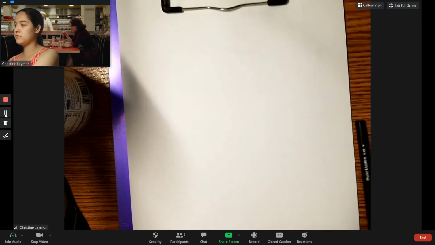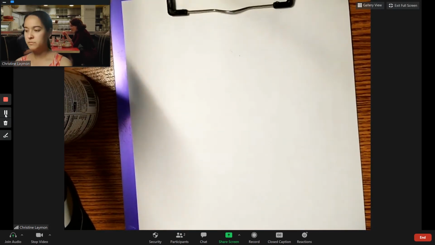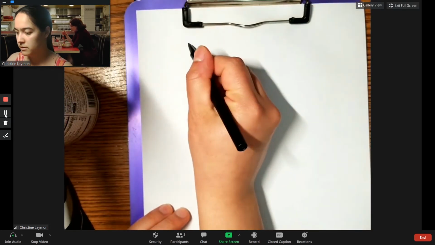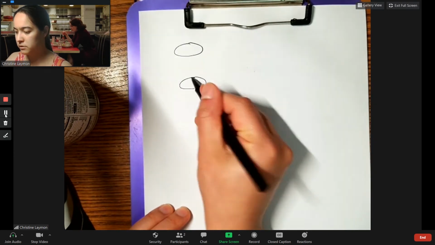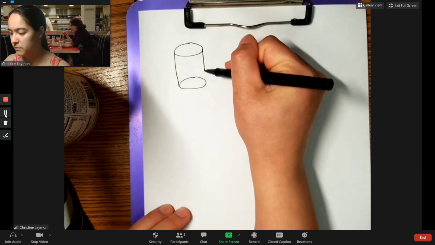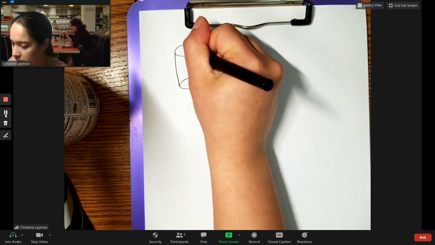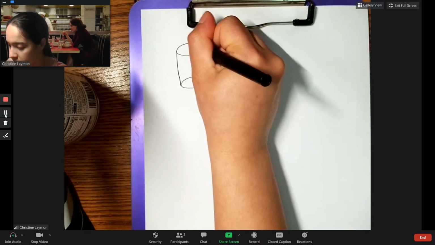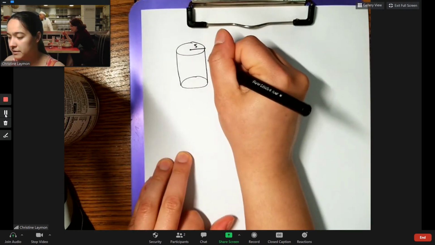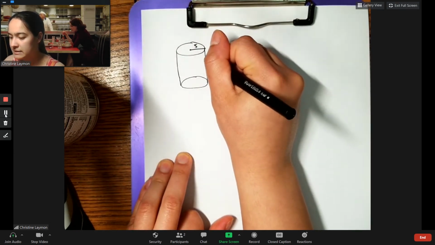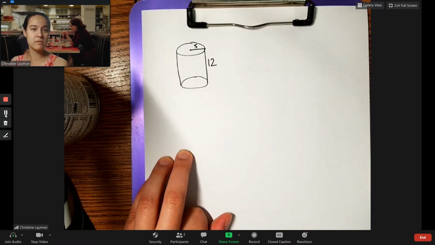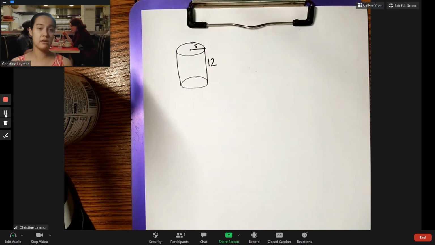So let's go ahead and give us a quick sketch of an example. Circle, circle, go ahead and connect them. We're going to pretend they're perfectly shaped. And let's say that this radius here is 5, and this height is, let's say, 12, okay? And let's go ahead and find surface area and volume.